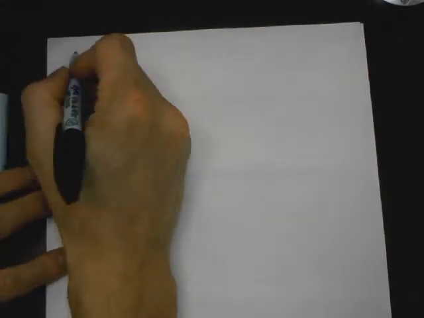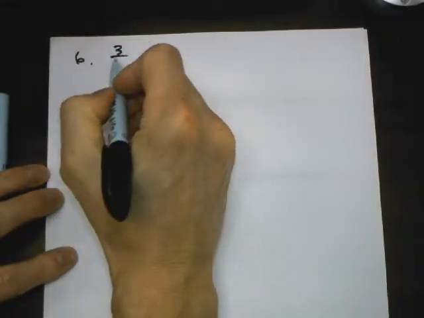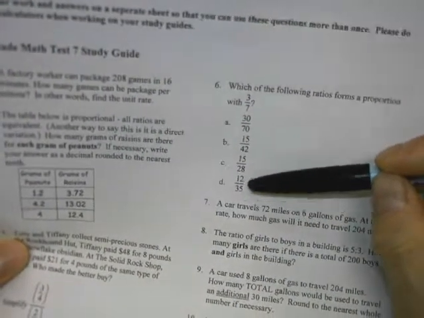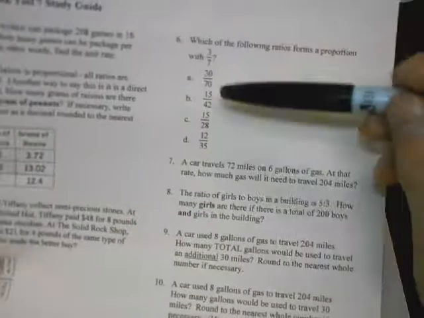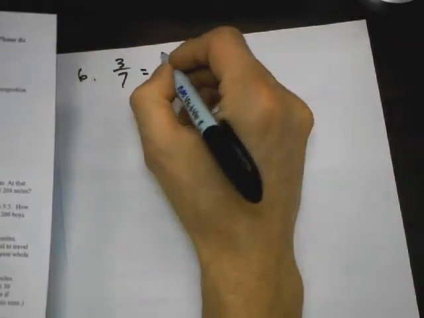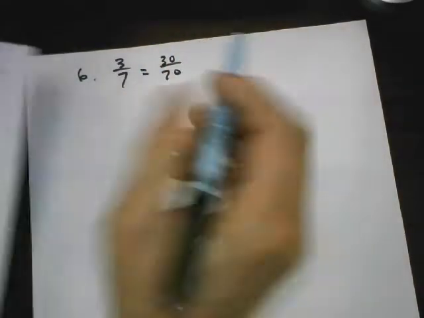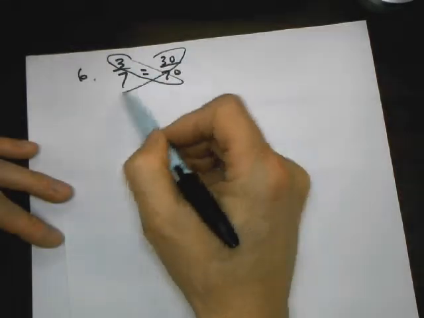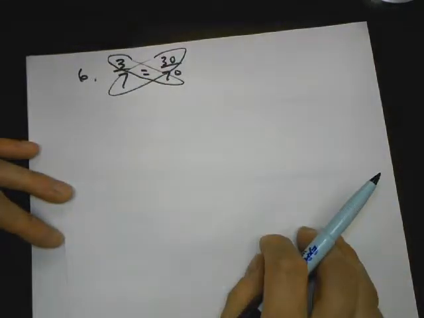So number 6 says, which of the following ratios forms a proportion with 3/7? So number 6, they give us the fraction 3/7, and then they give us 4 more fractions. And one of these is proportional to 3/7. In other words, one of these is the same fraction as 3/7. So all we got to do is, you can do two things. You can reduce all these and see if you get 3/7. Or you can take them and you can write a proportion with them and see if this times this equals this times this. You can do that with all of them. And if that's true, there's your answer.